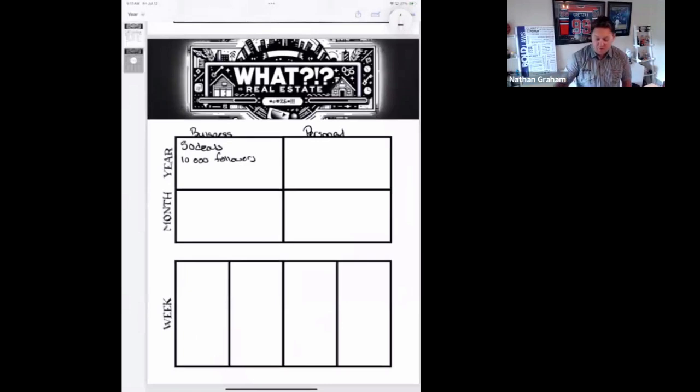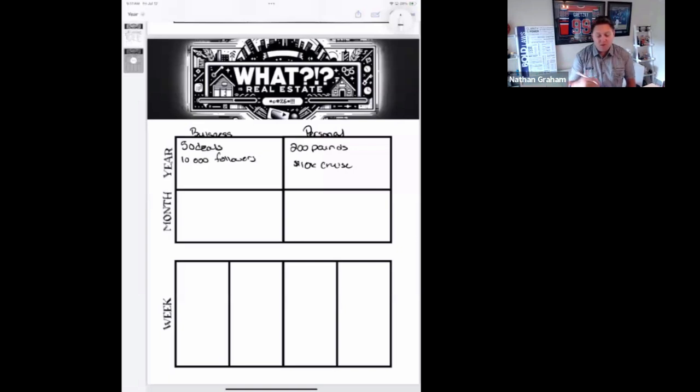So I'll use myself as an example. Maybe under a personal goal, I currently weigh 225. I might say I want to weigh 200 pounds, right? I might say I want to take that $10,000 cruise with my family. So this is where your personal goals are now coming into play that you want to get done at some point through that year. Okay.